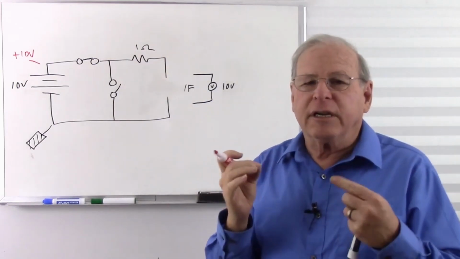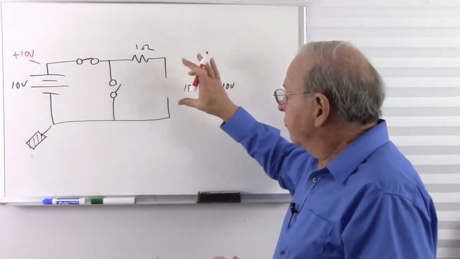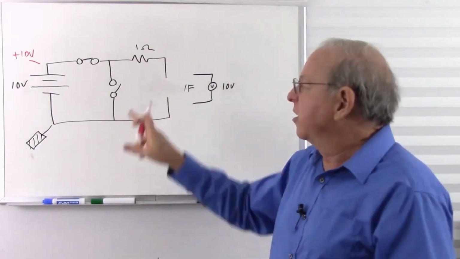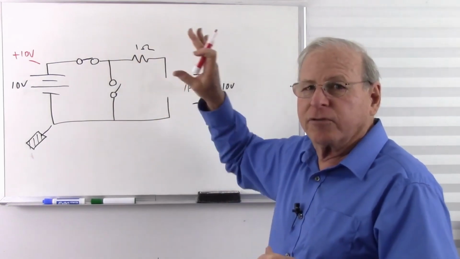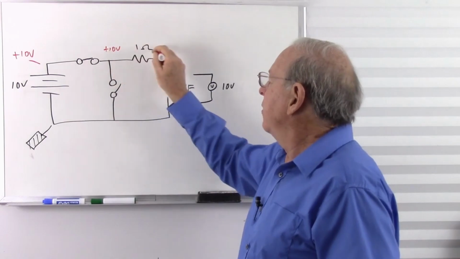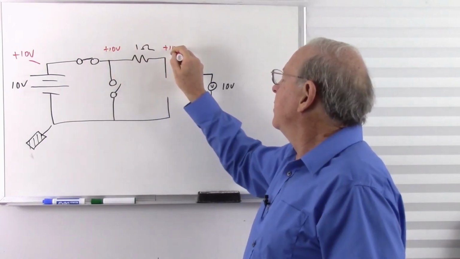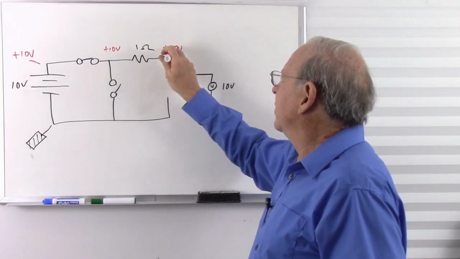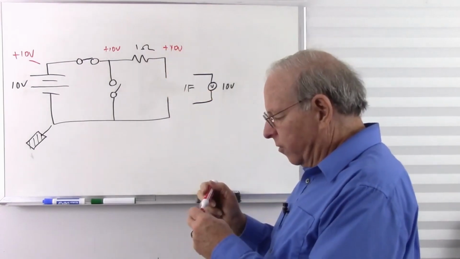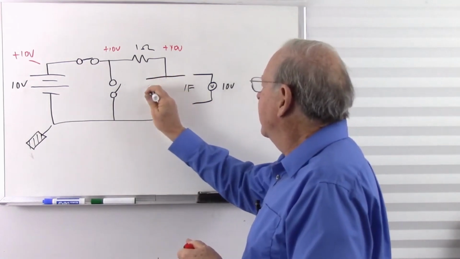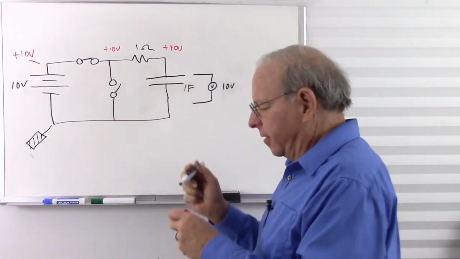To get a voltage difference, I need either a voltage source, which we'll talk about in a second, or current flow through resistance. I have resistance, but no current flow, so no voltage difference. So I have 10 volts here, 10 volts, just 10 volts there. And of course, 0 volts down here, and the capacitor is fully charged. And there's my circuit.